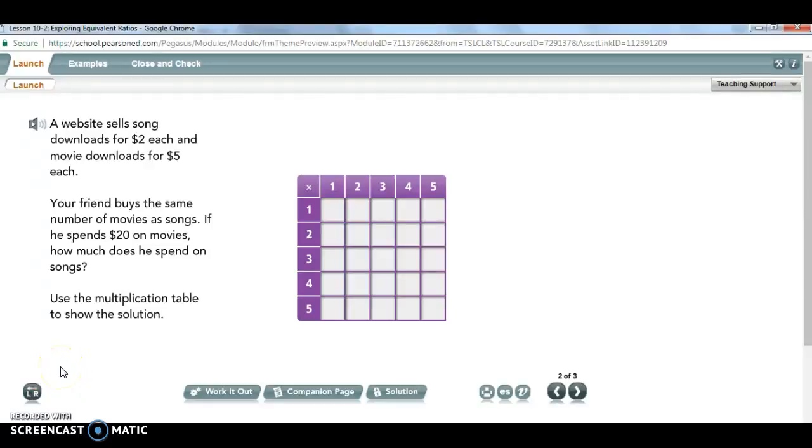Hello, we're now in lesson 10-2. We're going to be exploring equivalent ratios. We'll start off with the launch problem. Just try your very hardest and we'll go over the solution when you're finished.